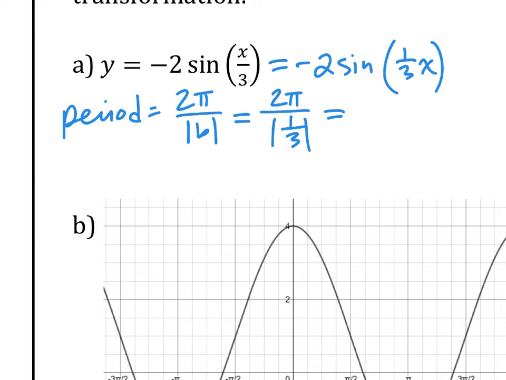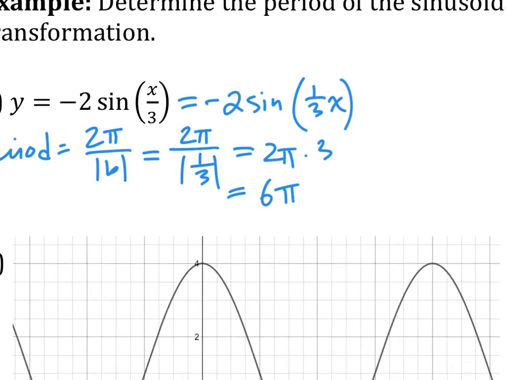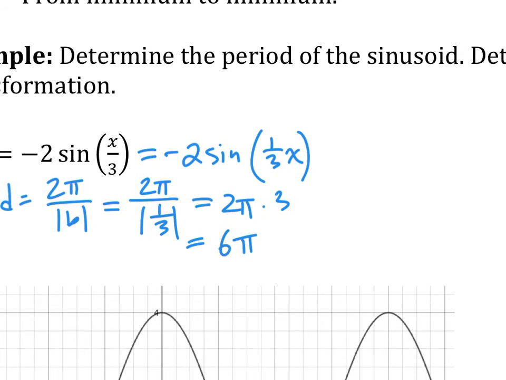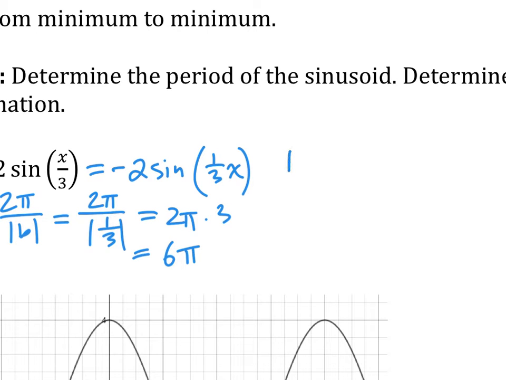All right, let's go ahead and simplify this. So this is 2 pi times the reciprocal, which is 3. So then this period is 6 pi. So that means it takes 6 pi long for it to repeat itself. Now let's take a look at transformation. So I see that -2 means reflect x-axis. Vertical stretch 2.